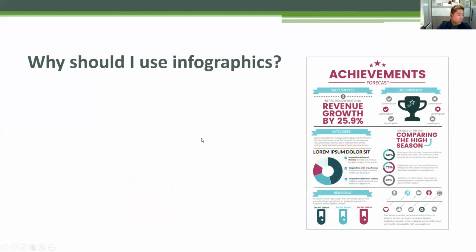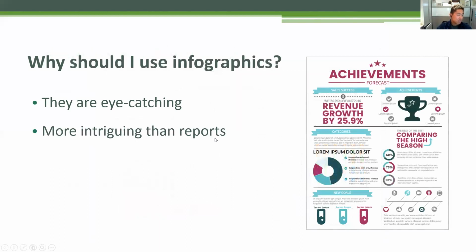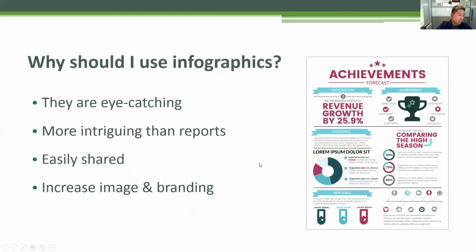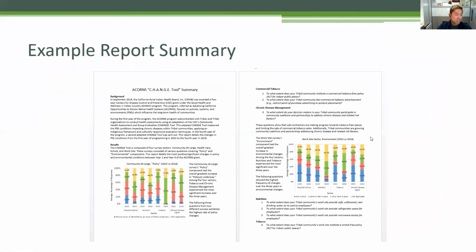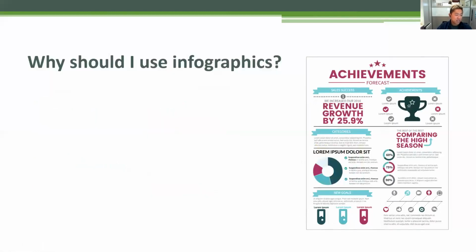Next is, why should I use infographics? So infographics are eye-catching, they're more intriguing than reports, easily shared, and increase image and branding. So this is just an example infographic that I found, but immediately it is much more exciting in comparison to this versus this. A lot more people would like to look at the infographic.